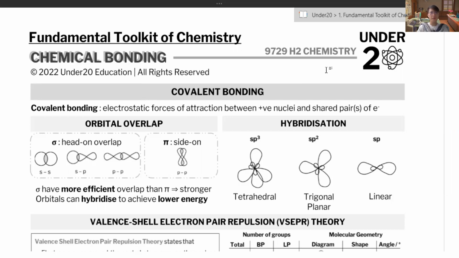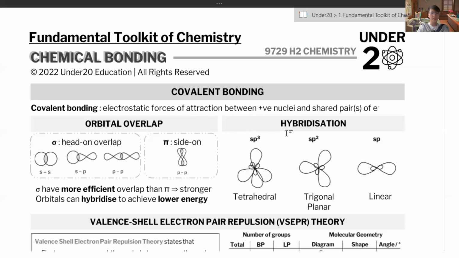Okay, so in this next video in the fundamental toolkit of chemistry, we have chemical bonding. Chemical bonding tells us everything that has to do with all of the molecules and structures that we know of. There are three main types of bonding: covalent bonding, metallic bonding, and ionic bonding. Covalent bonding forms the bulk of the syllabus because there are so many more things that you learn now as opposed to what you have learned previously. So let's cover covalent bonding first.